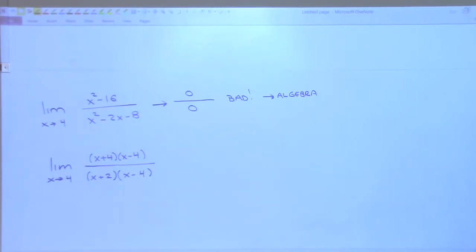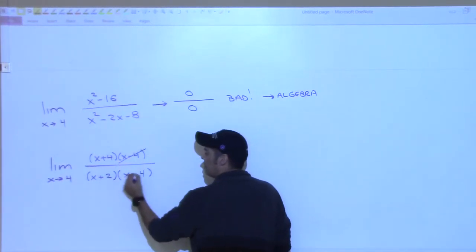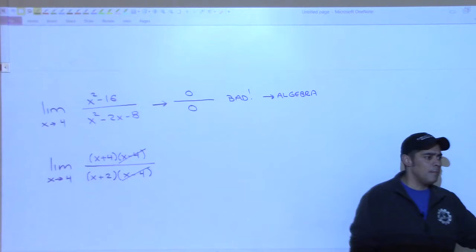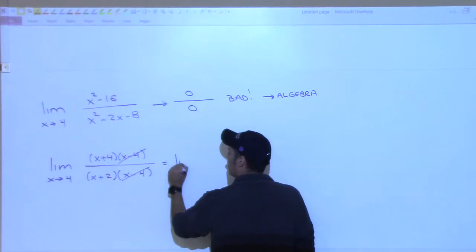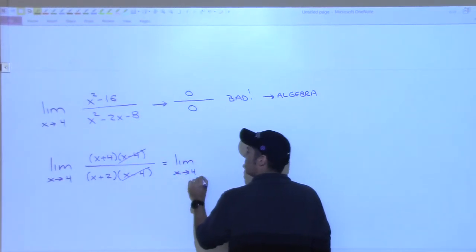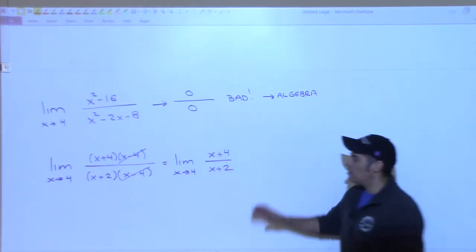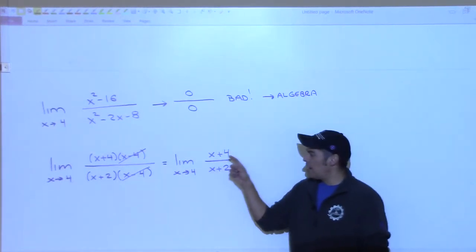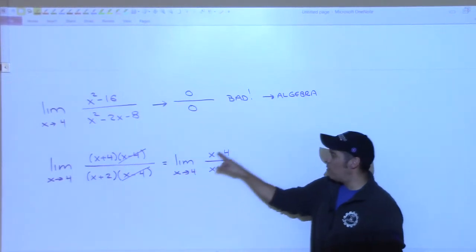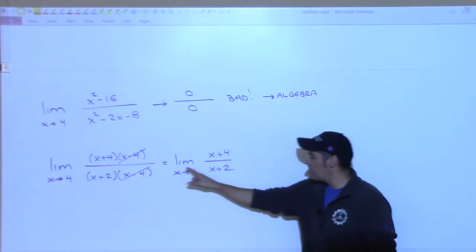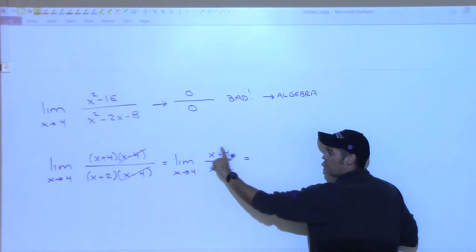Okay, can I cancel anything? Yes, the x minus 4s, right? So long as I make a little promise that x will never be 4, but that's okay because I'm taking a limit. I'm letting x approach 4, so that's okay. So now I write limit as x approaches 4 of x plus 4 over x plus 2. And this is kind of where those limit laws start to come into place. Since I have a quotient, I can do the limit on the top and bottom separately. So x is going to approach 4 on the top, x is going to approach 4 on the bottom. If that's going towards 4, then this is headed towards what? 8.